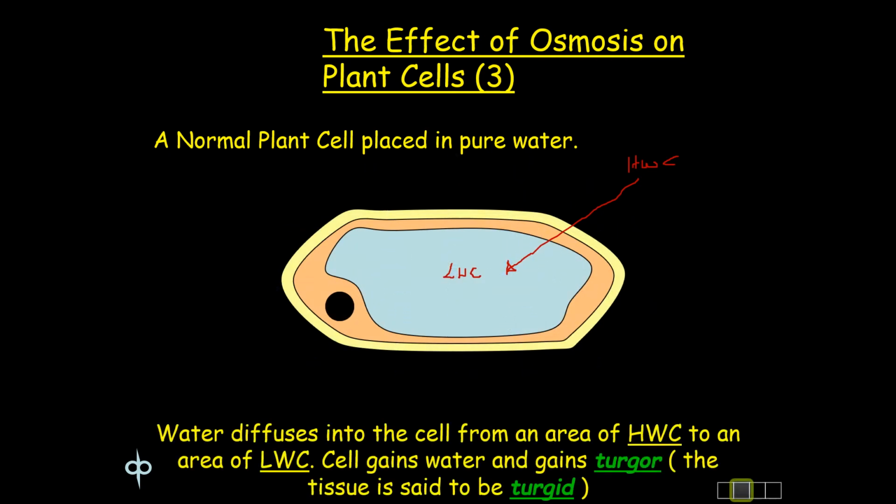So water diffuses into the cell from an area of high water concentration to an area of low water concentration. The cell gains water and gains turgor. The tissue is now said to be turgid. So we have to remember that when the cell is swollen, it is called turgid.